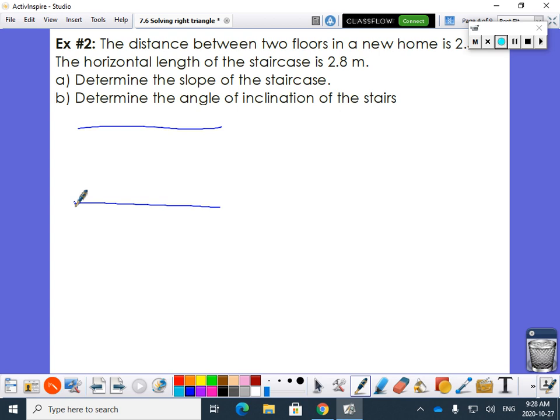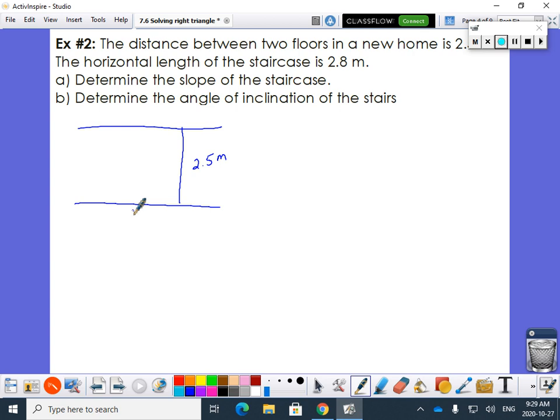It says the distance between the two floors. So the distance from here to here is 2.5 meters. So I'm going to go like this. Does that make sense? Are we okay with that so far as to why I've created this line here? So the distance from floor 1 up to floor 2 is 2.5 meters.